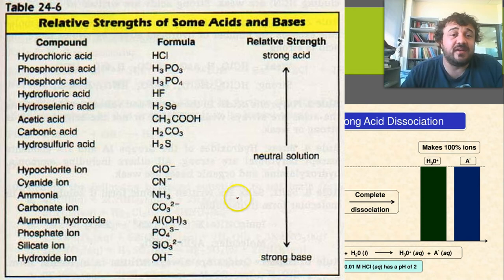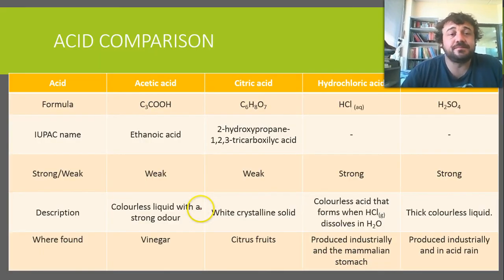Alright, and here we have just some relative strengths. This is just so we can see that hydrochloric acid is indeed a strong acid. Phosphorus acid and phosphoric acid are also quite strong, and also would be triprotic. Hydrofluoric acid, as we go down to neutral stuff. And then we get into our hypochlorite, ammonia, right down to anything with a hydroxide on it.